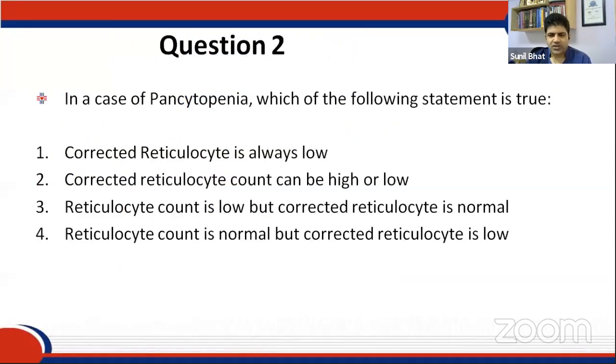Now, I've got a second question for the audience. In case of pancytopenia, which of the following statements is true? Corrected reticulocyte count is always low. Corrected reticulocyte count can be high or low. Reticulocyte count is low, but corrected reticulocyte is normal. And reticulocyte count is normal, but corrected reticulocyte is low. So if you could answer this in the next 20 seconds, then we'll go to the next slide.